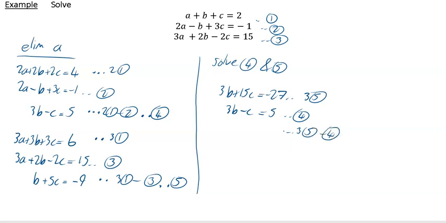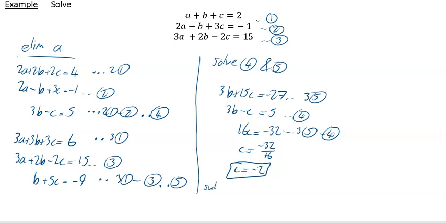3B minus 3B, they disappear. 15C minus C is going to be 16C. And minus 27 minus 5 is going to be minus 32. So C works out to be minus 32 divided by 16. So C works out to be minus 2. All right, I would be pretty confident I've got that right if I got that in an exam.